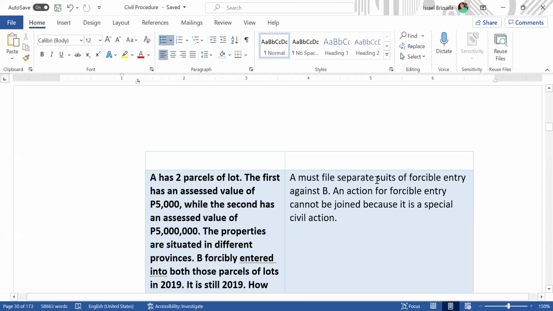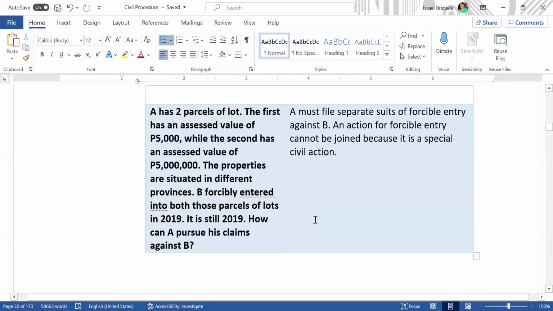A has two parcels of land. The first has an assessed value of 5,000, while the second has an assessed value of 5 million. The properties are situated in different provinces. B forcibly entered. How can A pursue his claims? A must file separate suits of forcible entry against B. An action for forcible entry cannot be joined because it is a special civil action.